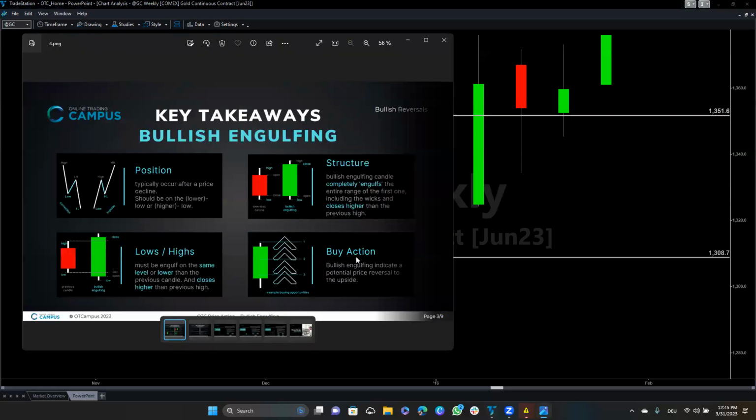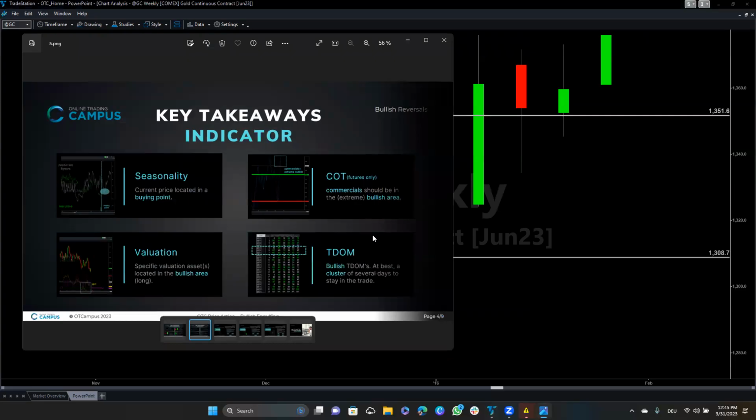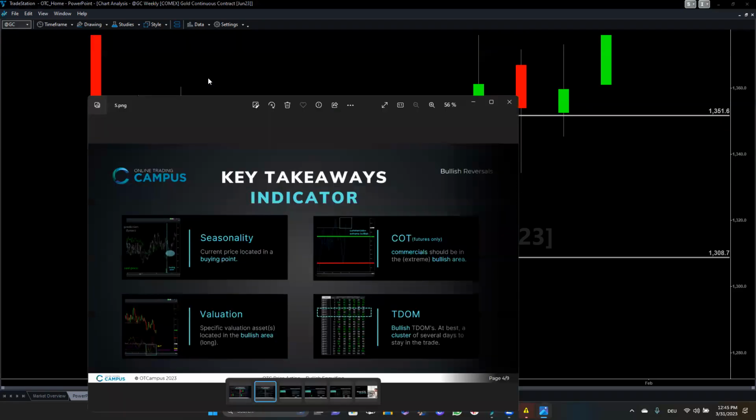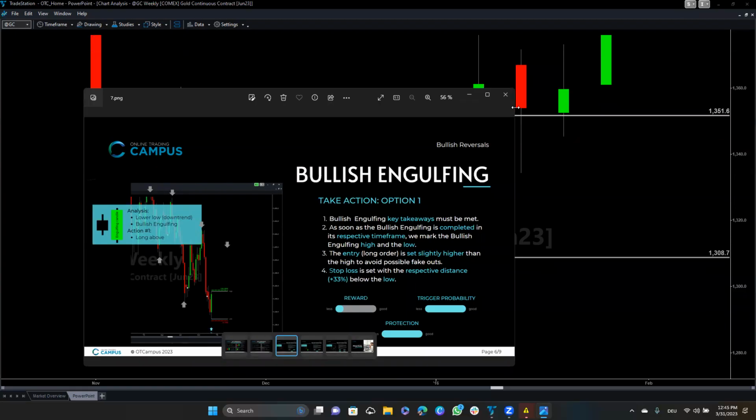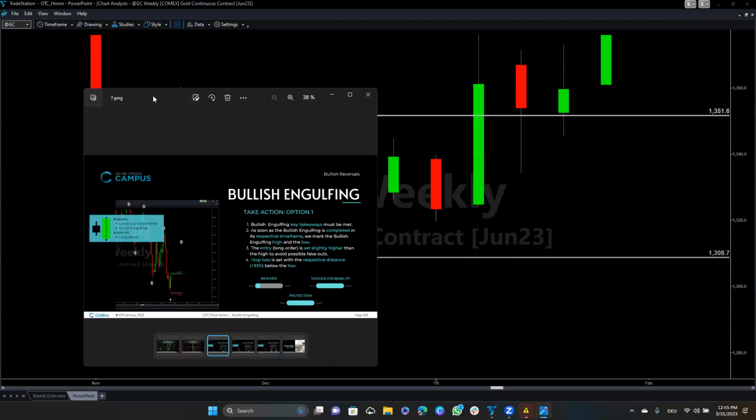Let's go to price action, right? You will go first. You will use this information, and then we will go into the key indicators. Okay, I will add this in. Let's go to bullish engulfing option number 1. Bullish engulfing key takeaways must be met. Done. Number 2, as soon as a bullish engulfing is completed in the respective time frame, we mark the bullish engulfing high and low. This is also done right here.